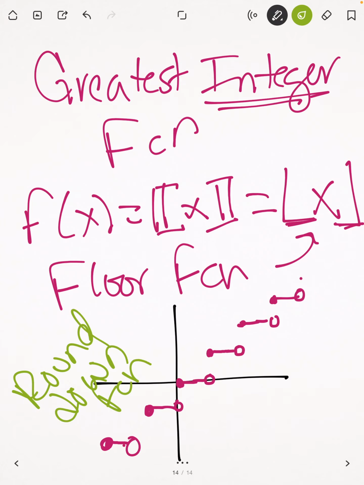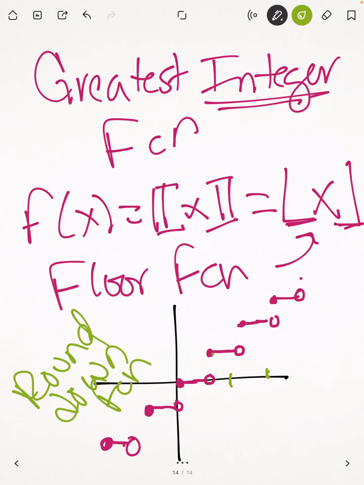Because whenever we're at 1.5, we round down to 1. Whenever we're at 2.5, we round down to 2. Whenever we're at negative 1.5, we round down to negative 2. And so on, and so on.